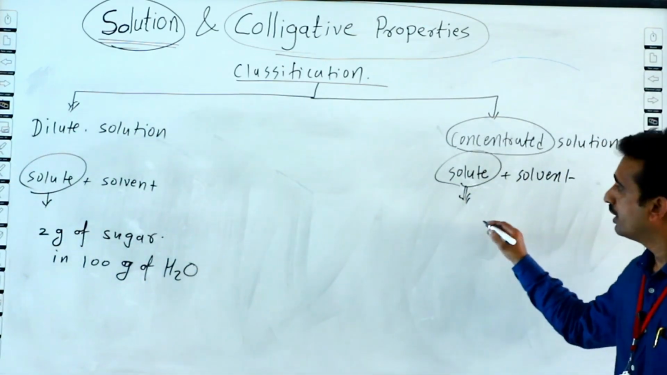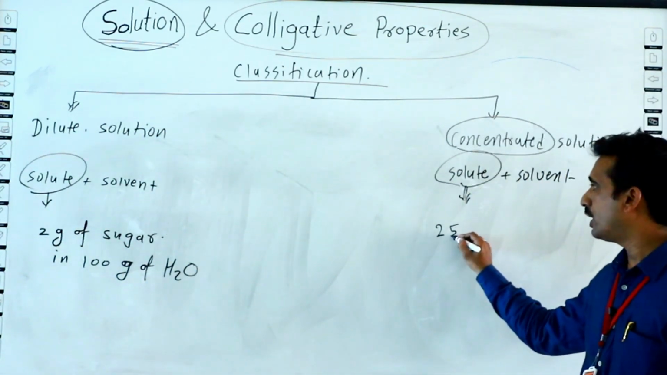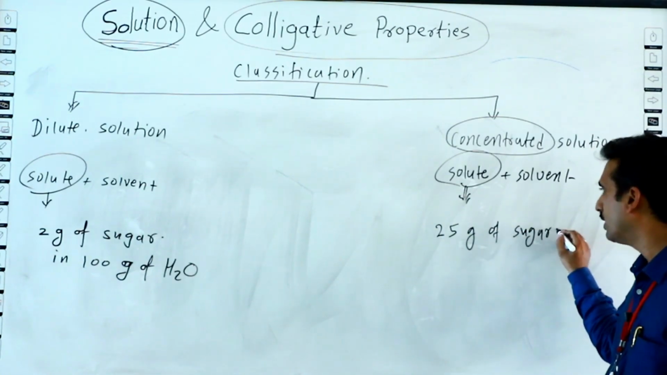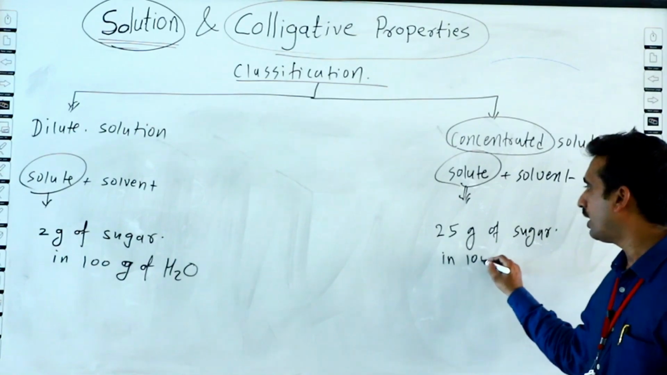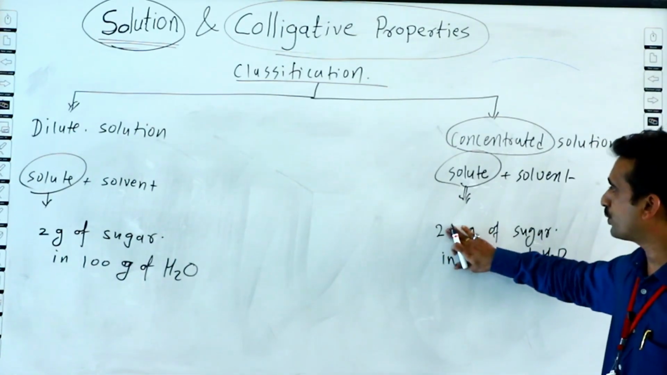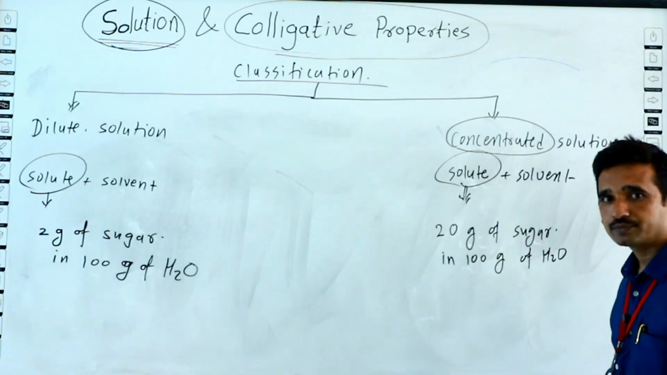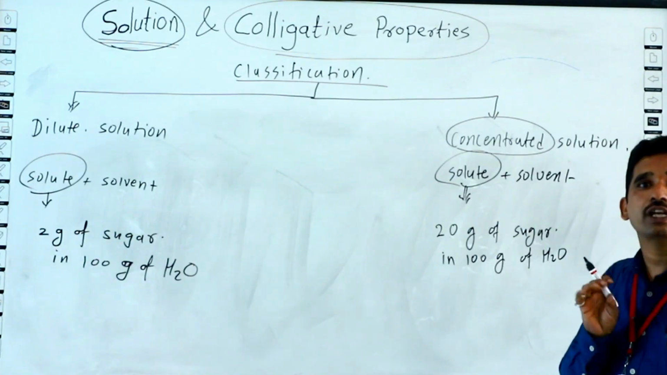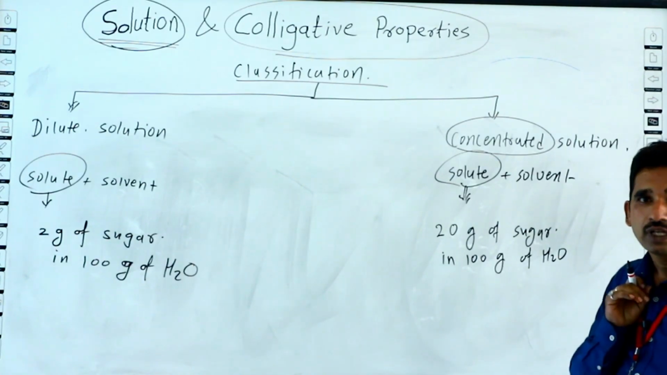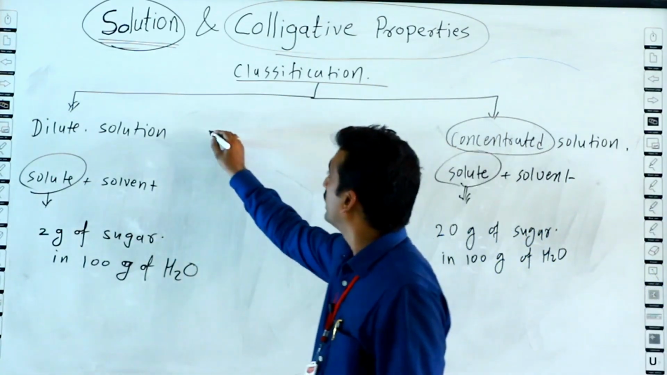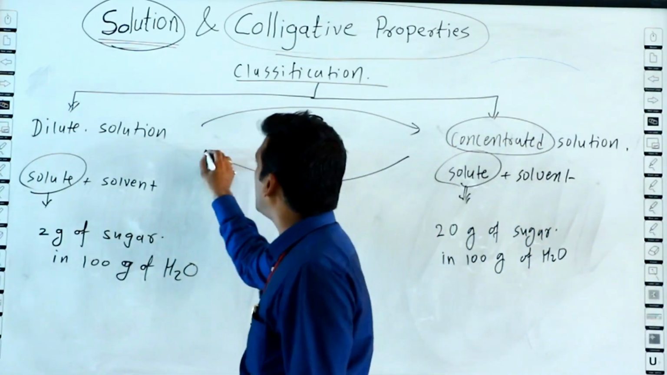Here 25 gram of sugar in 100 gram of H2O, suppose here 20, here the solution will become concentrated. There are so many types to interchange.